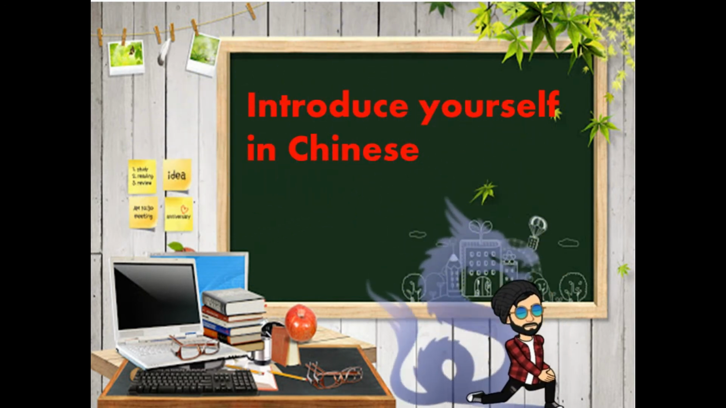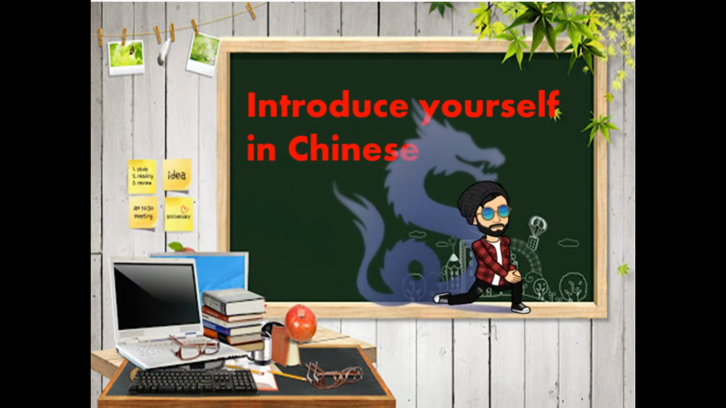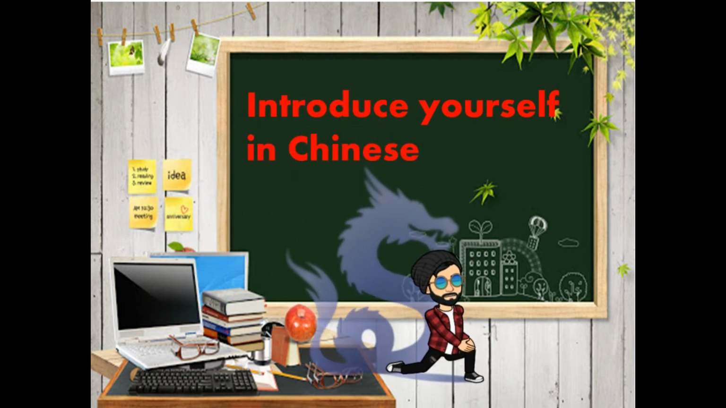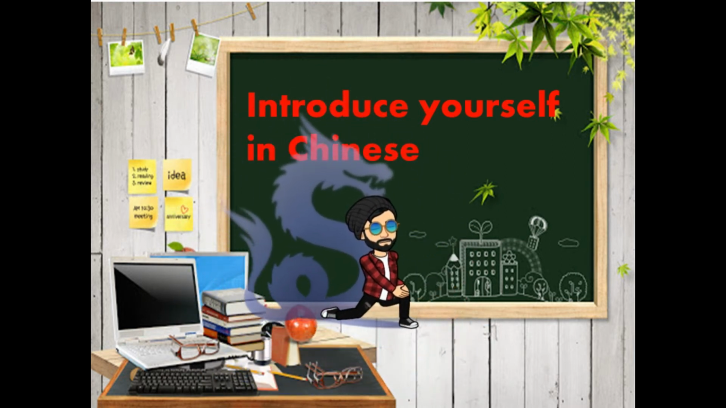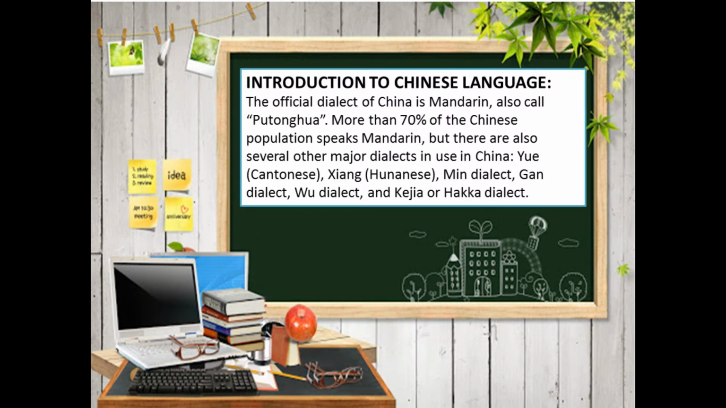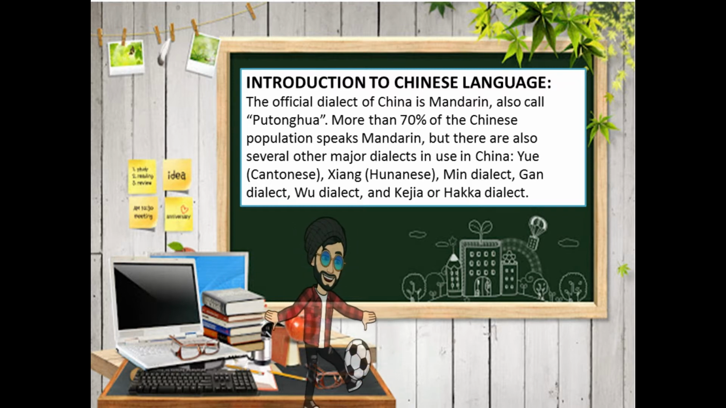But before I start, I want to tell you more about the Chinese language, because Mandarin is not the only language or dialect they have. They have different dialects, but we will focus only on Mandarin. The official dialect of China is Mandarin, also called Putonghua. Say with me, Putonghua. More than 70% of the Chinese population speaks Mandarin.